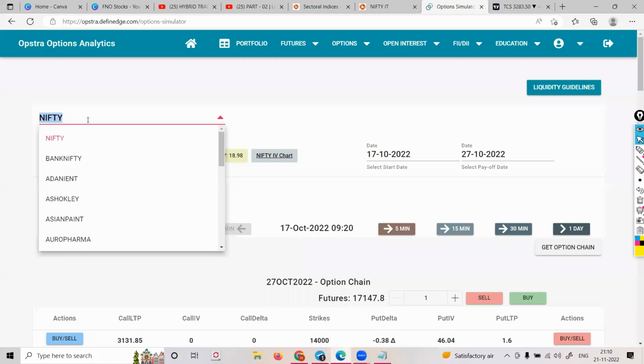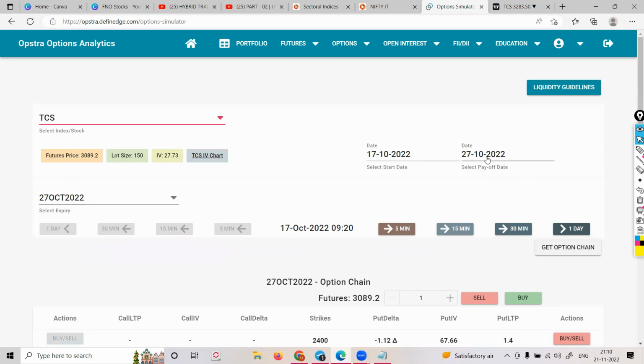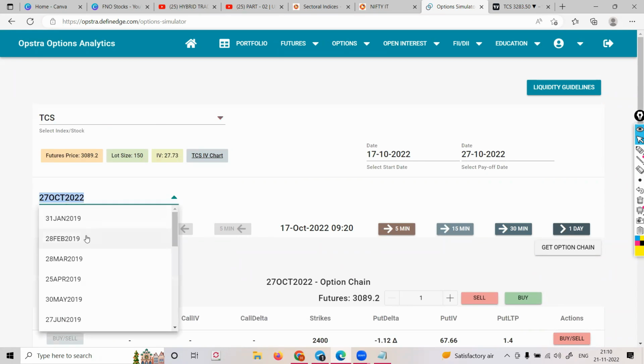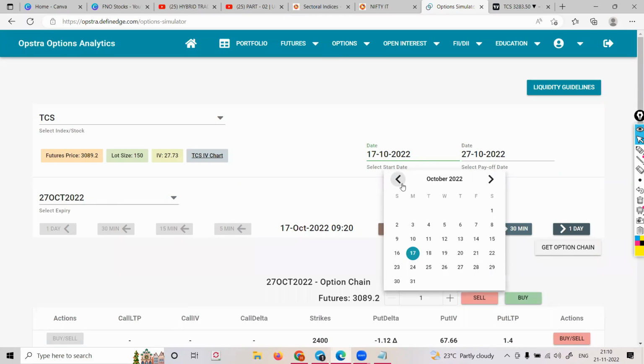I'll go for TCS because I've traded this trade. For the expiry, I'll put it on, right? This is Jan. Okay, let me take the expiry of 27th October. So let's say, at what date do we have to start, guys? My expiry is the 27th. So when should we start the trade?